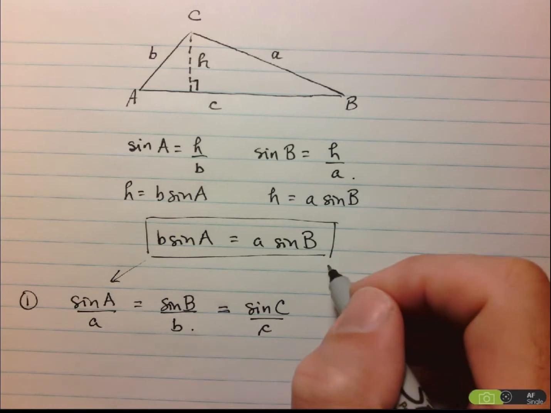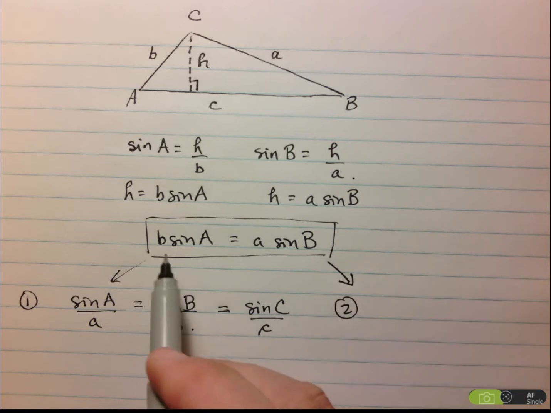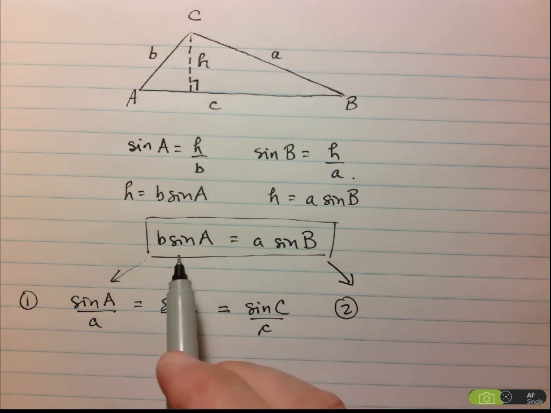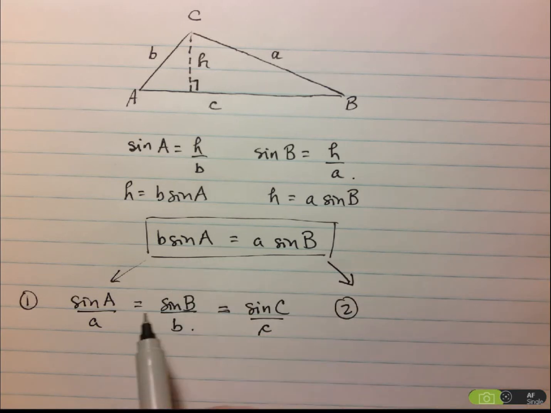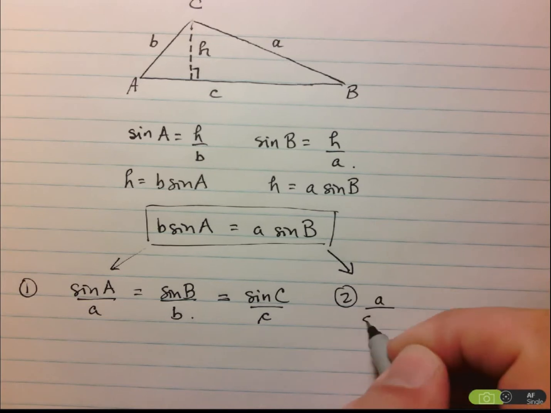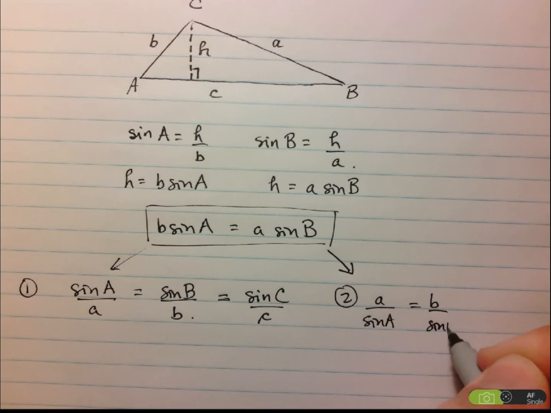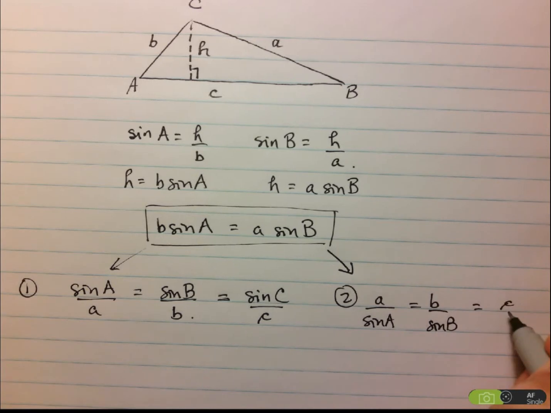Now, I said there's two versions because what I could have done is, instead of dividing the side lengths to each side, divide the sine of the angles to each side. So another way in which we write this property is a over sine A equals b over sine B equals c over sine C.